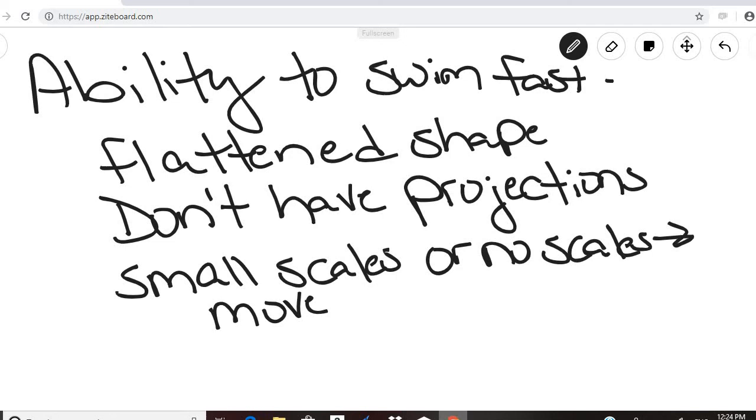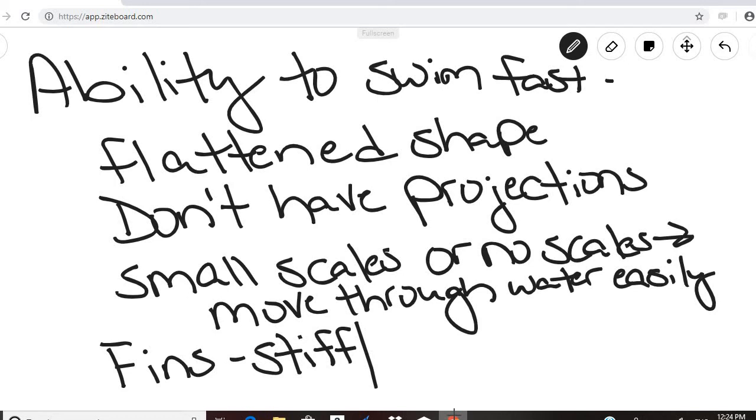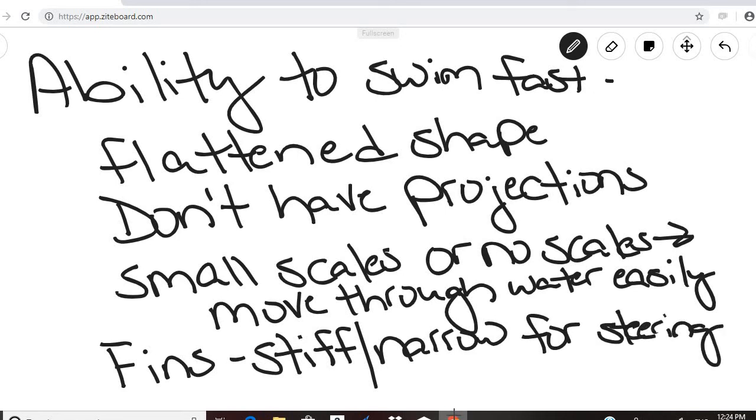Scales will create some resistance. So in the epipelagic area, they often have small scales or no scales, so they move through the water easily. And their fins are often stiff and narrow, and they use those fins for steering. So all of those things are important for them to be able to swim quickly through the water and escape predators.